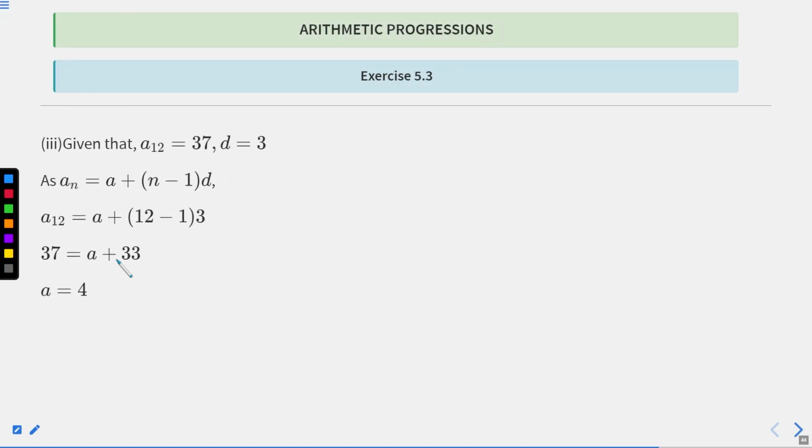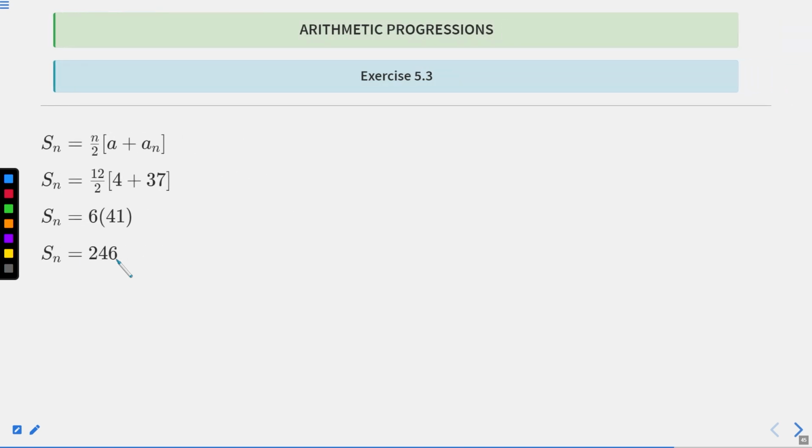So given that A12 is equal to 37, and the common difference D is equal to 3, and as we know An is equal to A plus (n minus 1) times common difference D, it implies A12 is equal to A plus (12 minus 1) times 3, and it implies 37 is equal to A plus 33, and it implies A is equal to 4.